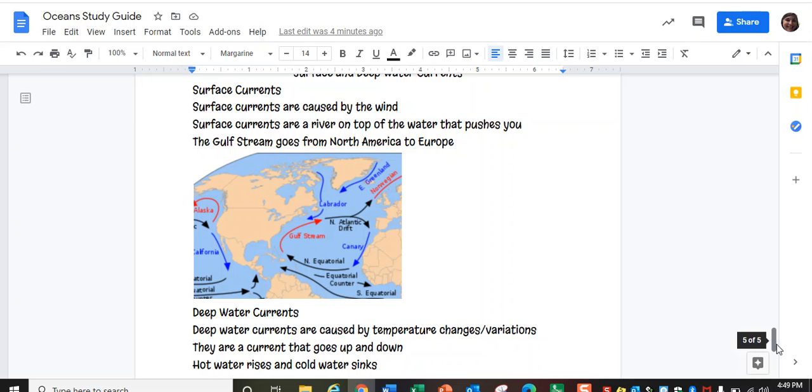The Gulf Stream is the most important one for us. It goes from North America to Europe and it changes our weather because it's moving or pushing the warm water and cold water.